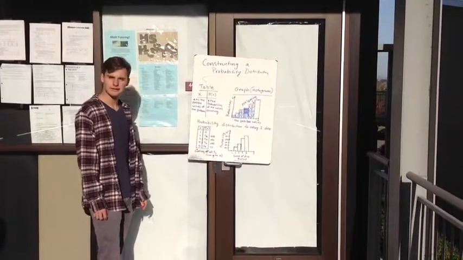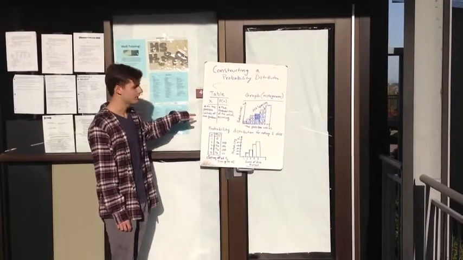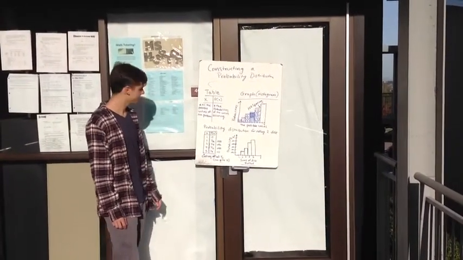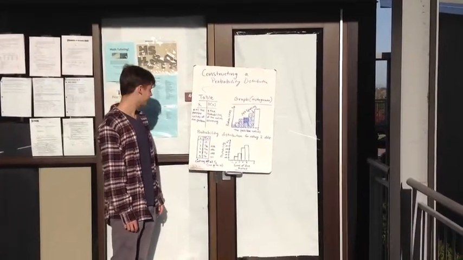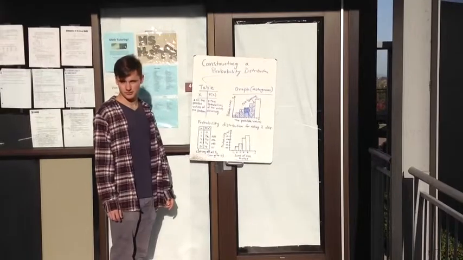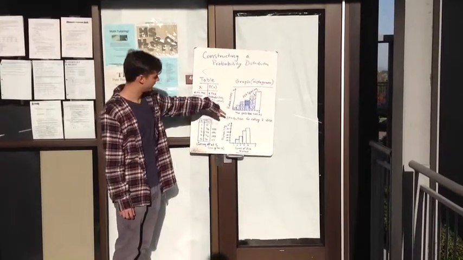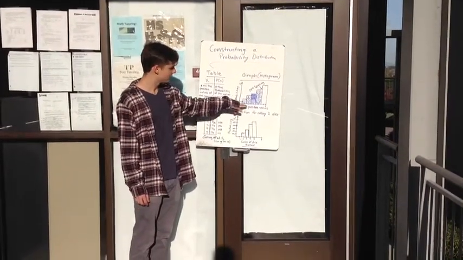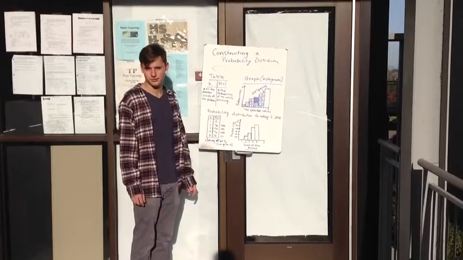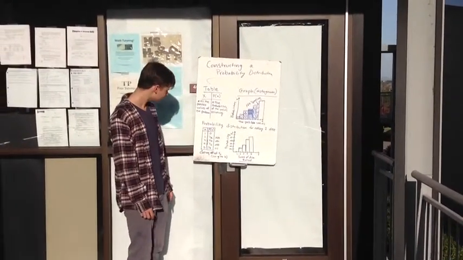Constructing a probability distribution continues. For a table, in the left-hand column you put all the possible values of x for the problem. For the right-hand column you put the probabilities of x, the probability of the value occurring. For the graph, you put the probabilities on the y-axis, and then on the x-axis you put the possible values. In between the bars, you don't put any spacing.